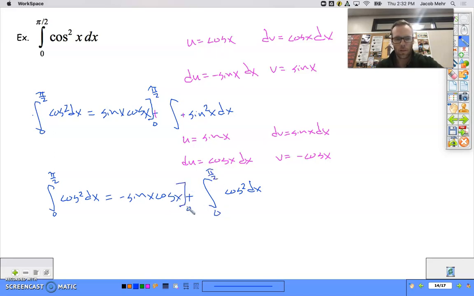Now there we need to integrate from 0 to pi over 2. Okay, and that looks good. Alright, so what happened last time when we did this? We just combined our like terms. I've got an integral of a cosine squared there.